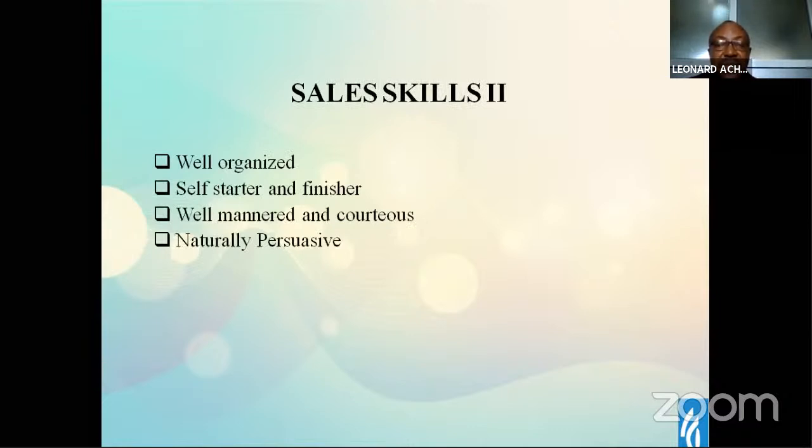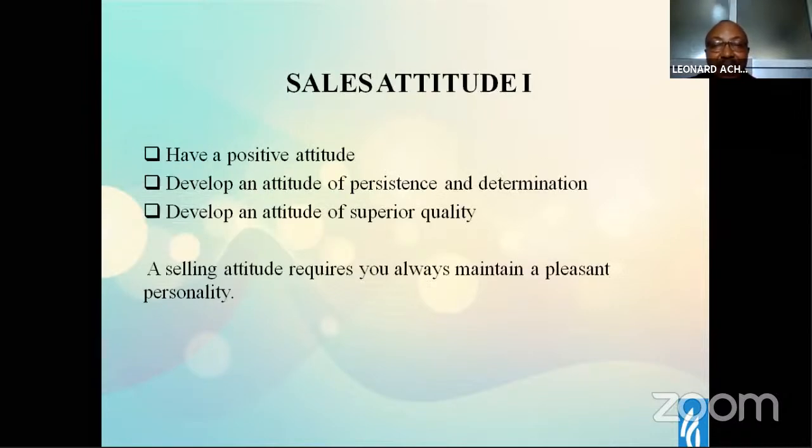Sales skill number two, we must be well organized. Every salesperson is an organized person. They are articulate, they are smart, and finishers in all they do. Well-mannered, cautious, and naturally persuasive. You have to persuade your customer to like your product, to like your company, and to buy. That is the ultimate goal of a salesperson.